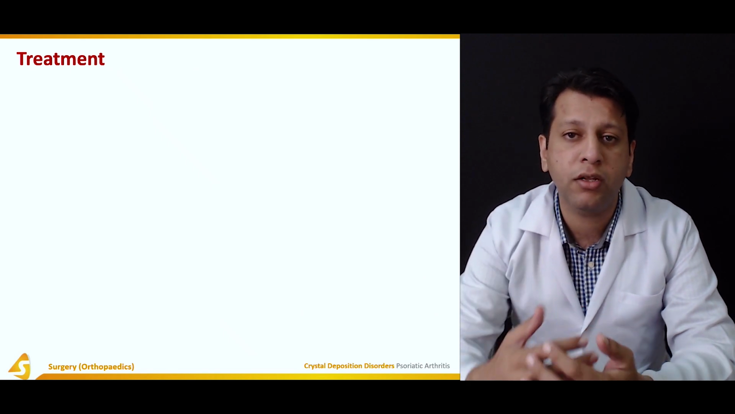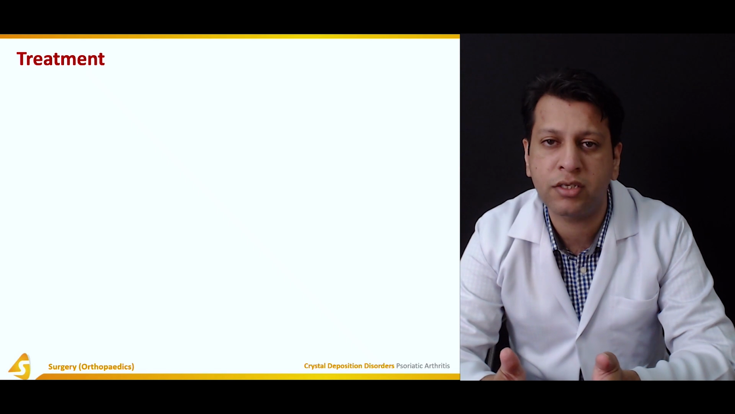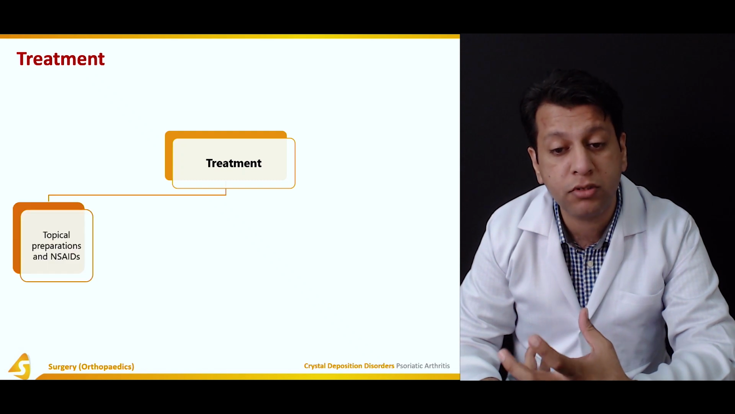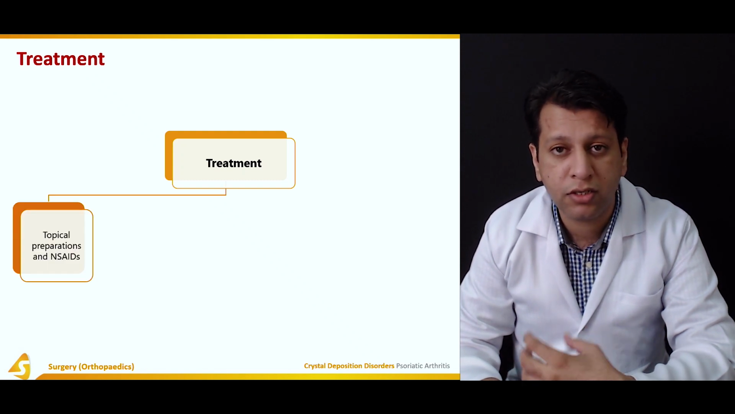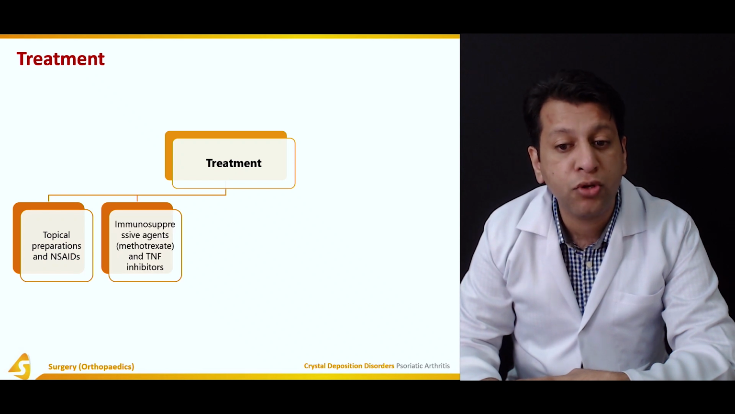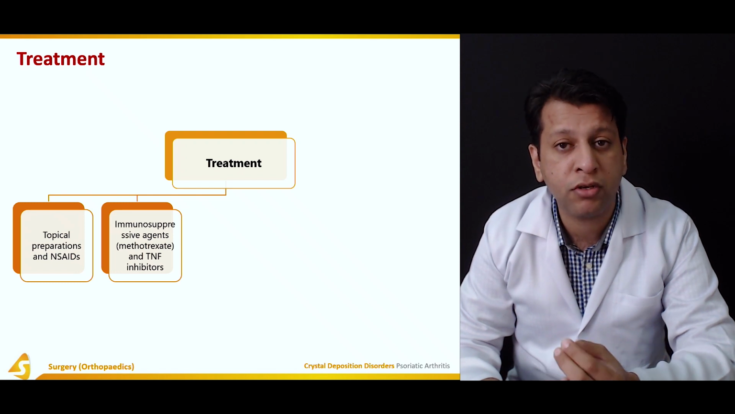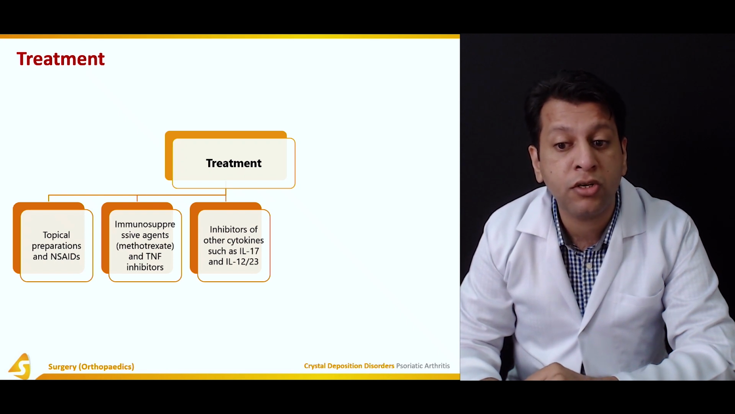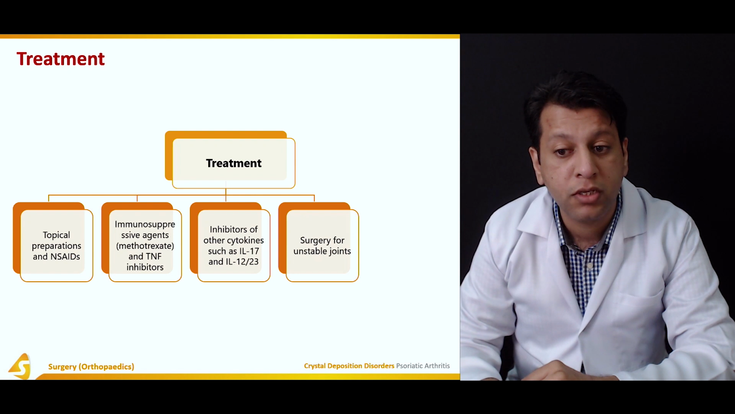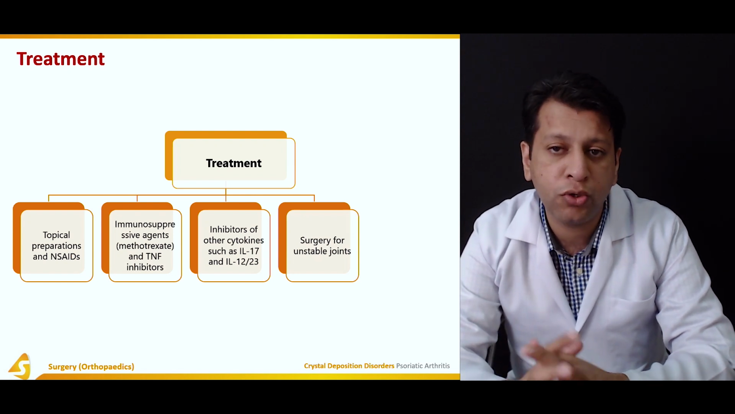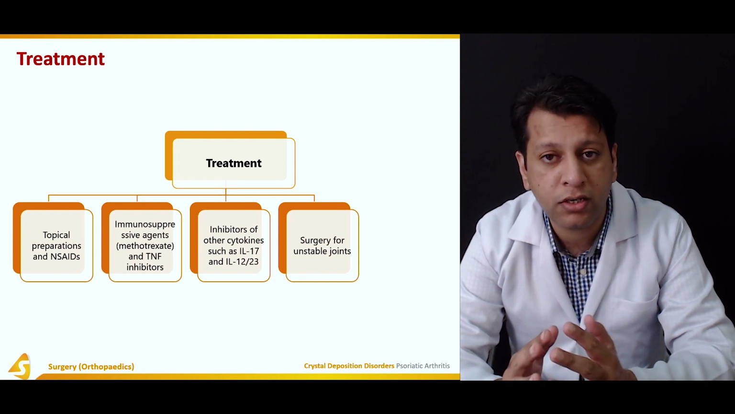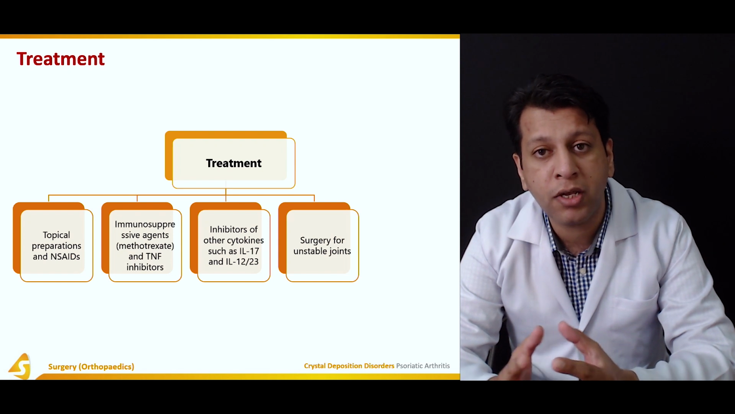Now once you diagnose that the patient has psoriasis and has now developed psoriatic arthritis, what is the treatment? Treatment includes topical preparations and NSAIDs to relieve pain, immunosuppressive agents such as methotrexate and TNF inhibitors, tumor necrosis factor inhibitors, inhibitors of other cytokines such as interleukin 17, 12, and 23, and then surgery for unstable joints. But usually surgery is a very last option, and it is reserved for only those joints whose destruction has gone so far that they have become unstable.